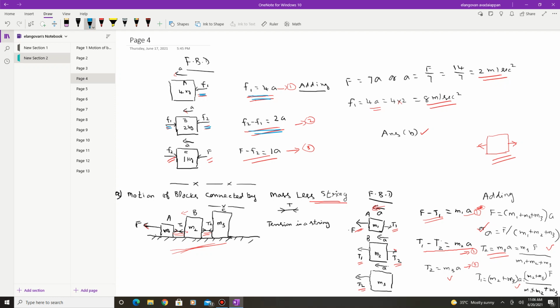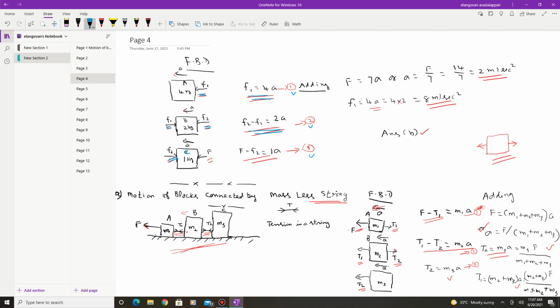Then if you consider the block 3, there are two forces. One contact force is acting from B to C, which is F2. Another force, the external force F, is acting on the block C. So this is your block C. Therefore, F minus F2 is equal to 1A. So this is equation 3. So you have 3 equations.